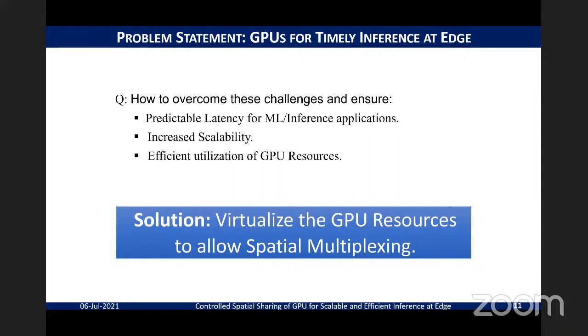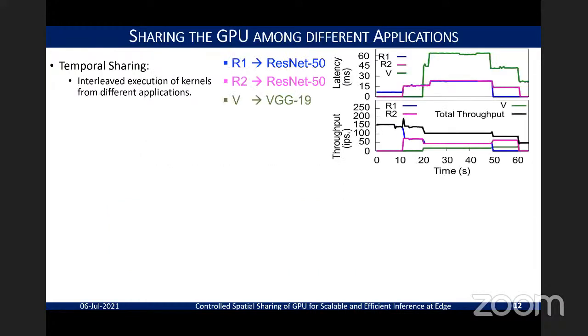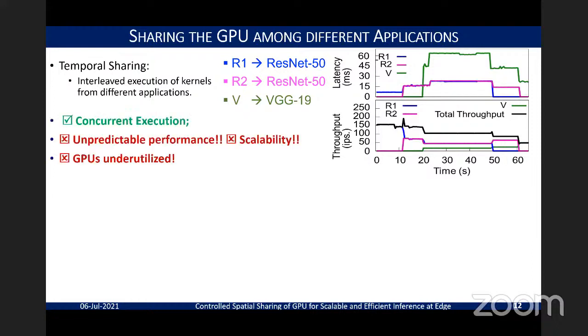There have been several prior works that have also tried to use spatial multiplexing. Okay, so to put things in context, if we are using temporal sharing, or the traditional approach of multiplexing the applications, the kernels of different applications are interleaved and executed serially. So the user perceives that concurrent applications are running, while in reality, they are all sharing the GPU one at a time.